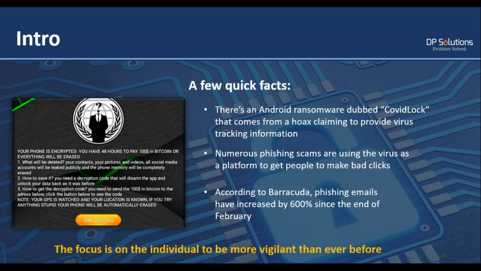So again, the focus is on the individual to be more vigilant than ever before, especially because we're decentralized right now. Think about being in an office where maybe you have a few dozen people, even in a small business, working together, and you see something weird and you could just turn to the person in the office next door and say, hey, did you see this? That kind of culture. We don't really have that as much at the moment. And so we have to really think for ourselves and be even more skeptical.